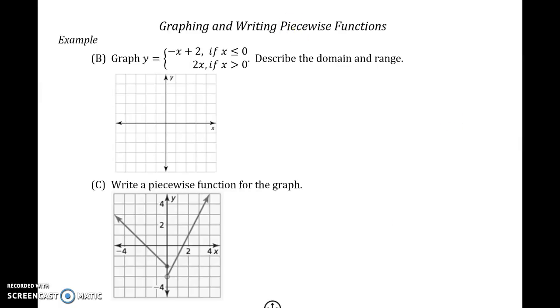So if I want to graph the piecewise function, I want to look at the 2 different pieces, and then I want to put it onto my grid, and then I'm going to ask you to describe domain and range. So the first thing I want to do is figure out what each of these graphs look like. So if I look at this -x plus 2, I know my y-intercept here is 2, and my slope is -1.